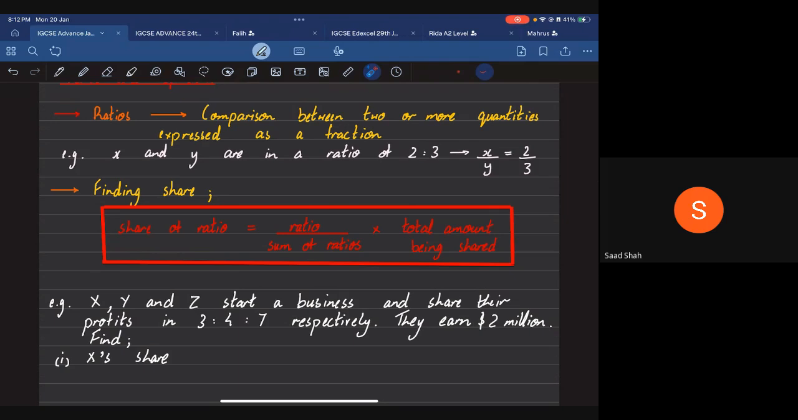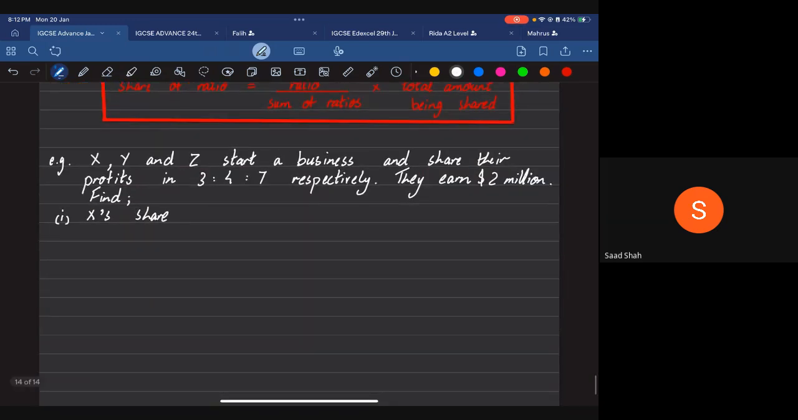All right. So, for example, X, Y, and Z start a business and they share their profits in a given ratio. Now, what I was saying was that even if it doesn't say respectively, ratios are always written in an order. Over here it said 2:3, and it was common knowledge that the first ratio was X and the second ratio was of Y. So, do not confuse which ratio belongs to which. Clear? Keeping this in mind, we already know that there was a business being carried out by this firm, and they earned almost like $2 million. You need to find what is the share of X.